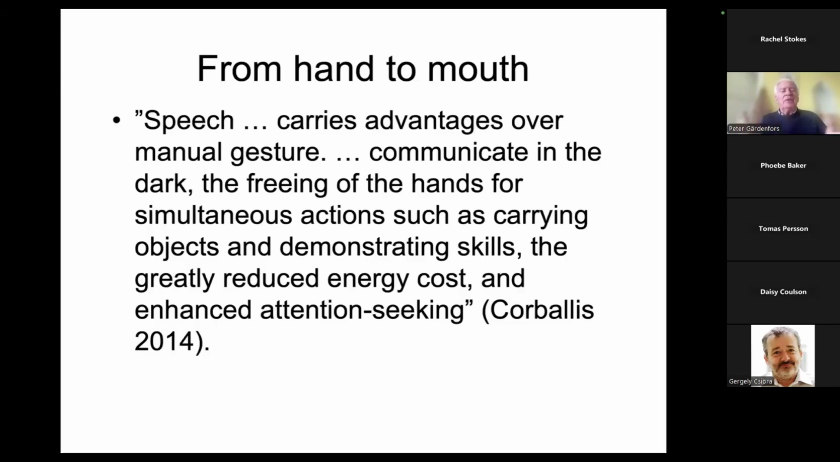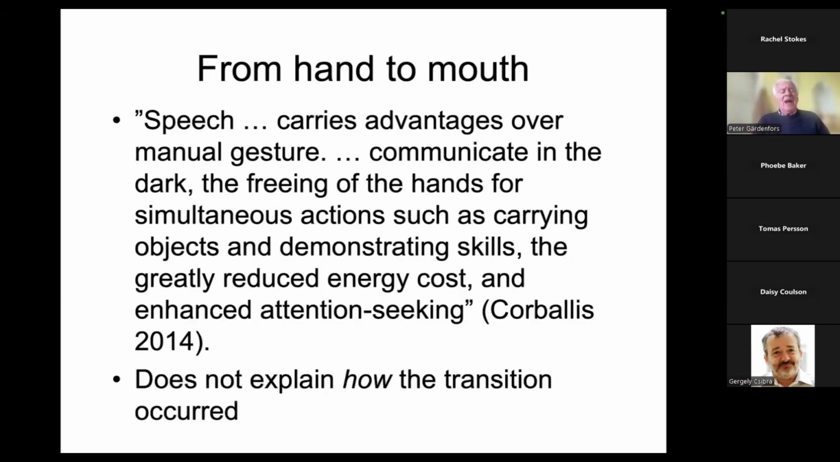And he says that speech carries advantages over manual gestures, and then he gives some examples of what's beneficial by speaking rather than gesturing. It's not so good in some situations where gestures are still better. But anyway, overall, speech is more efficient than gestures. But Corballis doesn't really explain how the transition occurred. How did we go from a mainly mimed interaction to a mainly spoken interaction.